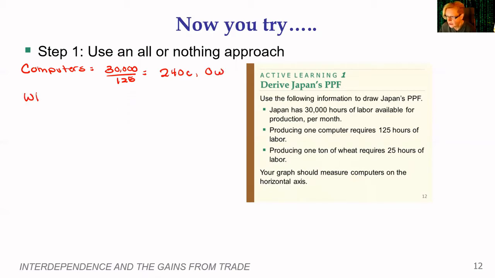Just produce wheat. We take our 30,000 labor hours, divide that by 25, and we end up with, I think it's 1,200, but I want to double check. 30,000 divided by 25. Yep. We end up with 1,200 wheat to no computers.